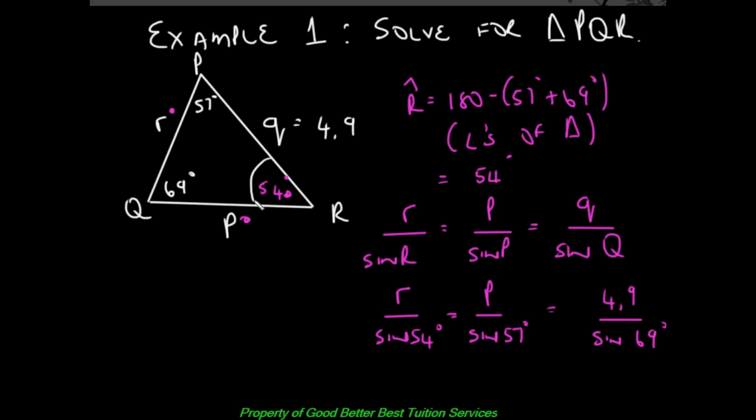Now what we need to do is work on our ratios. So we are going to say r over sine R is equal to p over sine P is equal to q over sine Q. And we need to start substituting what we know. We have R, which is 54, so it's r over sine 54 is equal to p over sine 57. And if we look at this ratio, we have q and we have sine Q, which is 4,9 over sine of 69.